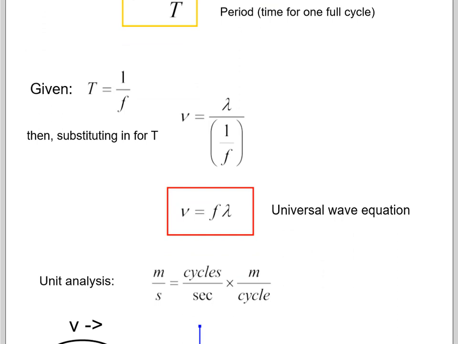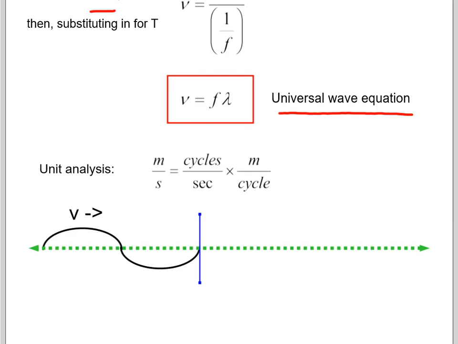I'm going to take advantage that T is equal to 1 over frequency. So I've replaced the T on the bottom of that expression with 1 over frequency, and when you do your division by a fraction, you bring that f up, and you come up with v equals frequency times wavelength. This is what we call our universal wave equation. Please note that, write that down. That's one of the big ones you need to know.